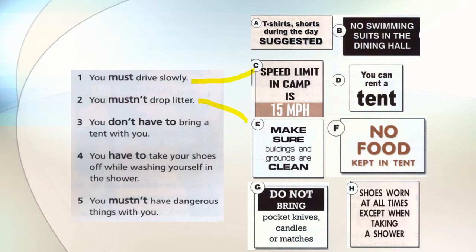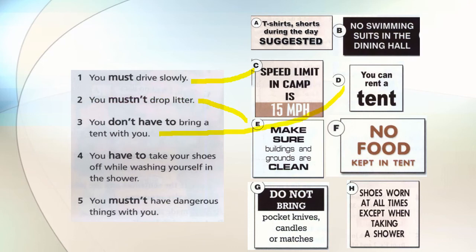So, the sentence number 3, you don't have to bring a tent with you. Вам не нужно приносить с собой палатку. What do you think? It's D, right? You can rent a tent. Вы можете арендовать палатку.